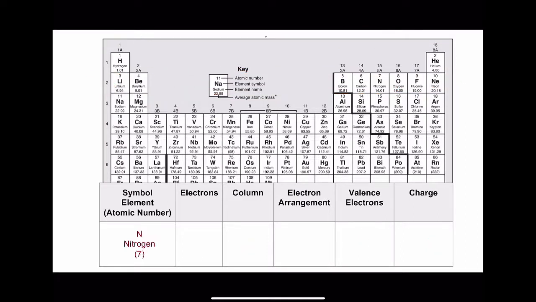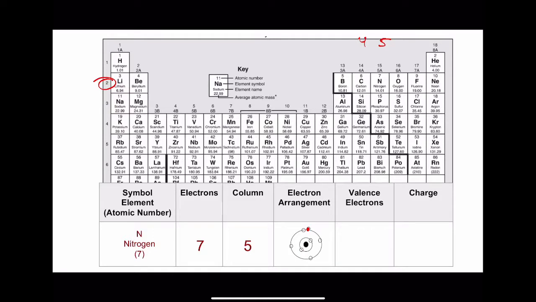For the next element, nitrogen, we have an atomic number 7, which means we need 7 electrons to balance it out. Carbon was in column 4, nitrogen is in column 5. Our electron arrangement has the nucleus, 2 electrons on the inner shell. We are still in row 2, which means we are still on the second shell, and we have to represent now the number of electrons in the outer shell. So we've represented so far lithium, beryllium, boron, carbon, and now we have to add one additional one for nitrogen.